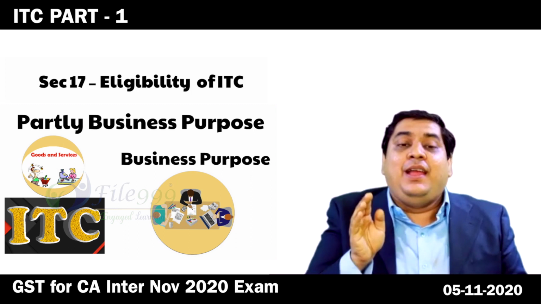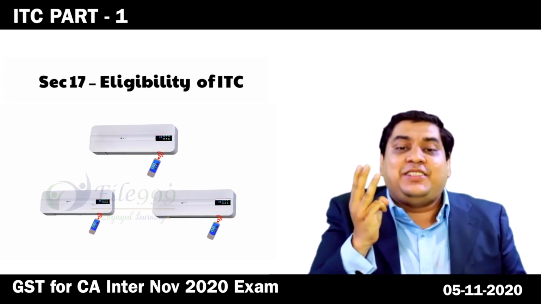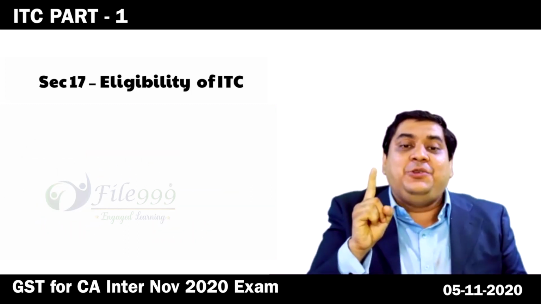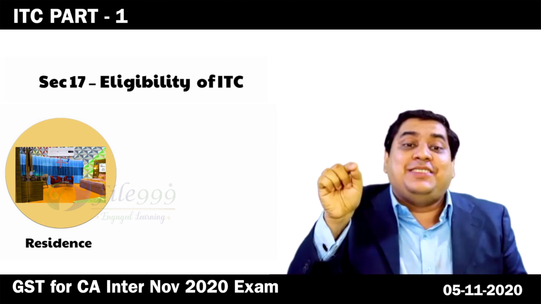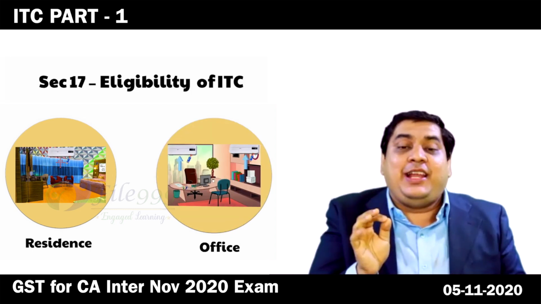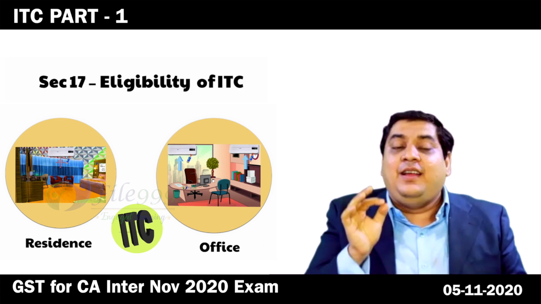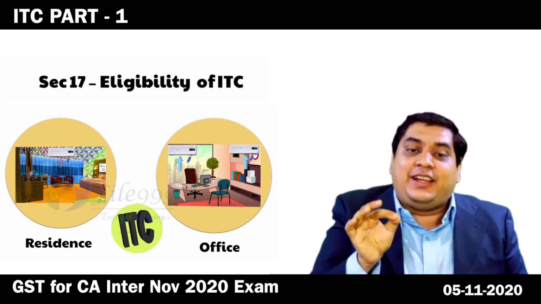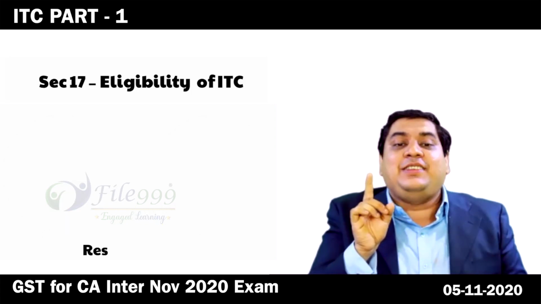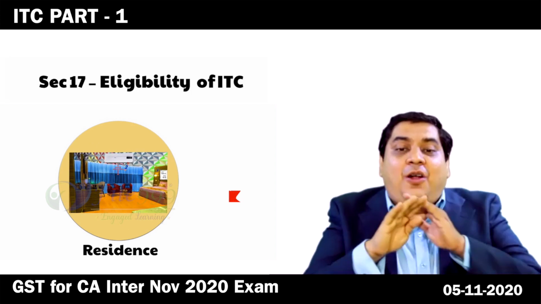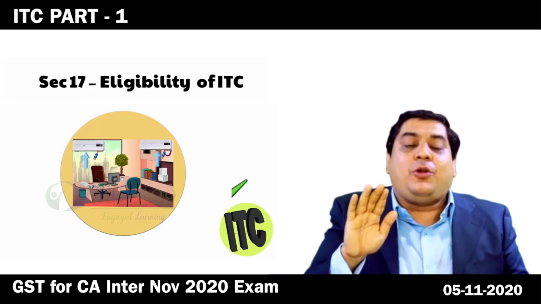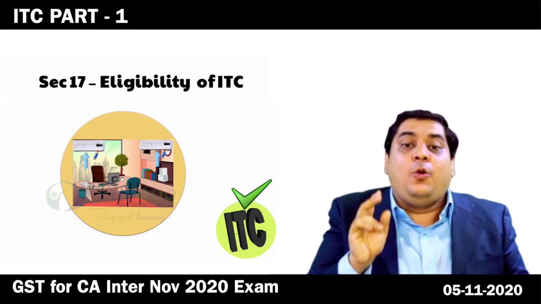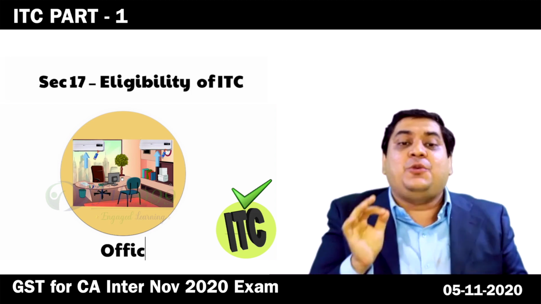For example, A Limited purchases 3 air conditioners, out of which one is used for the residence of the director for personal purpose. Can ITC be claimed for the 3 ACs? Well, answer is out of the 3 air conditioners, one is used for the residence of the director and hence not a business purpose. Therefore, ITC can be availed only on the 2 air conditioners which are used in the office.